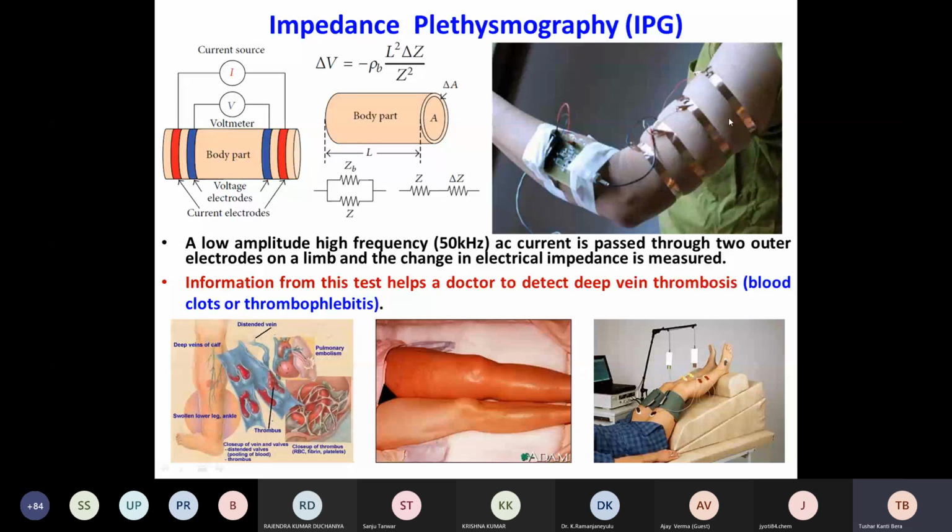And this is an application of impedance plethysmography, where you can detect deep vein thrombosis. Deep vein thrombosis can be created whenever blood is clotted inside the vein and it blocks the return of the blood to the heart. So blood will be coming from the heart, but it will not be able to return to its origin, the heart. That's why blood will be accumulated with time, making the leg swollen and reddish, and that will be a very life-threatening disease if it is not properly detected, which can be detected with the help of impedance plethysmography.